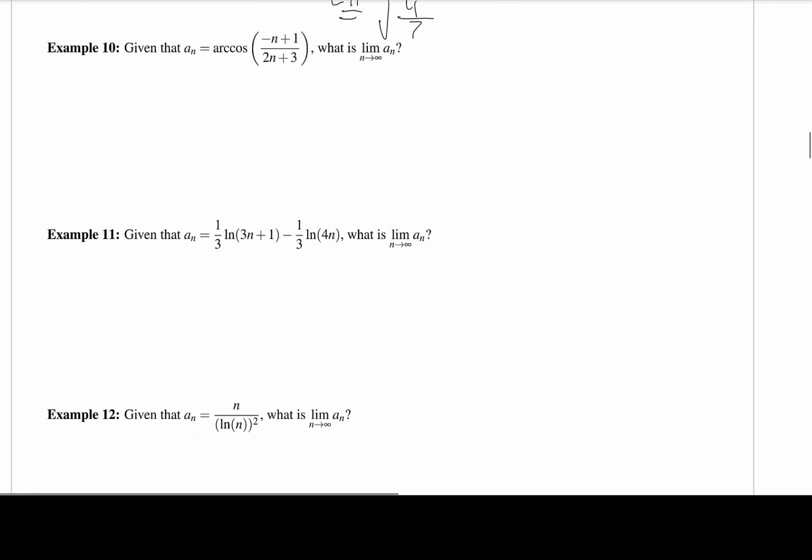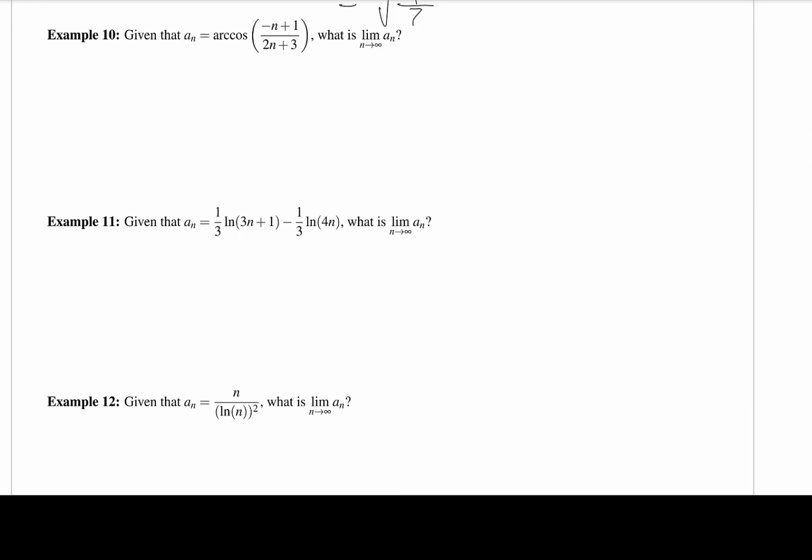Now let's look at example 10. So here, again, if we want the limit as n goes to infinity, we just take our limit of the formula for this sequence. So it's going to be cosine inverse of negative n plus 1 over 2n plus 3. Again, we have a continuous function here, so I can move my limit inside the function.